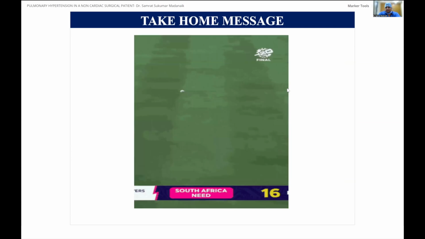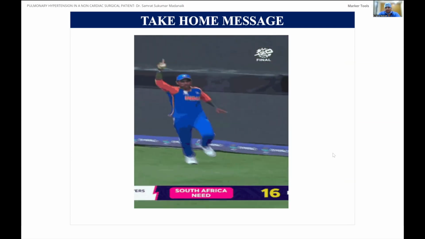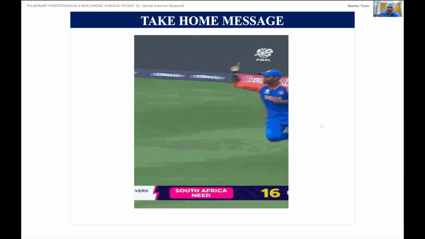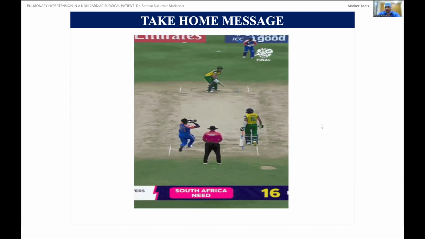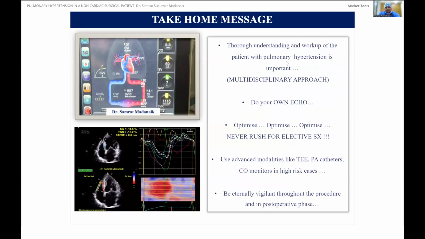So the take-home message is, whatever the situation be, keep cool like we guys did in this recent World Cup. If you have good knowledge and you are keeping your head cool, then most of these critical situations, especially emergencies, can be taken care of. So my take-home message is that a thorough understanding and workup of the patient with pulmonary hypertension is important.